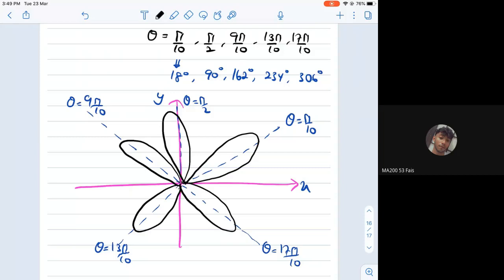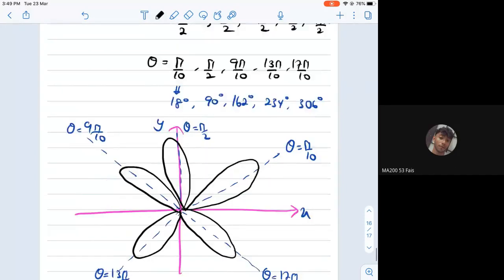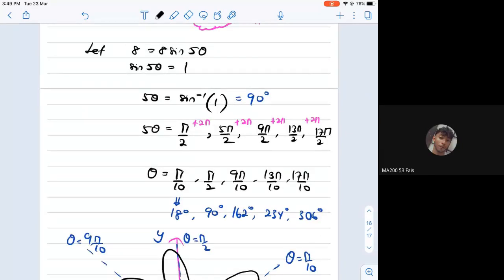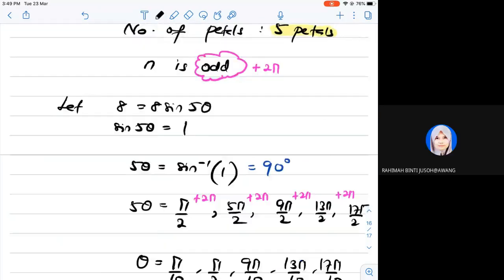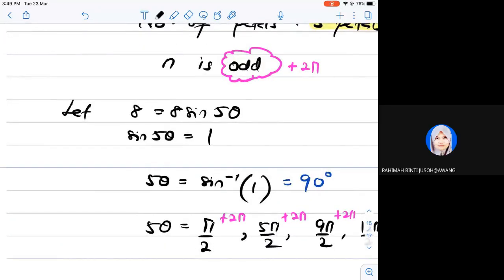Madam nak tanya. Ya. Yang kat atas tadi tu, cuba Madam scroll balik sikit. Yang tu. Sin 5 theta over 1 tu macam mana dapat? Ni, 8 bagi 8. Ni, bawa ke sebelah sini. 8 ni, bagi dengan 8 ni. Dapatlah 1.